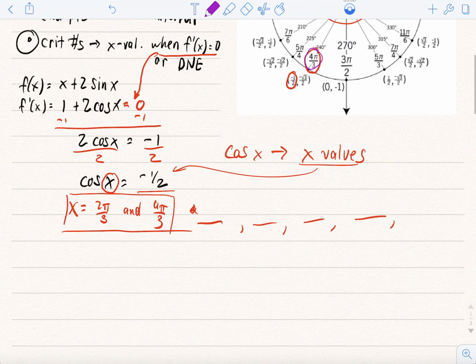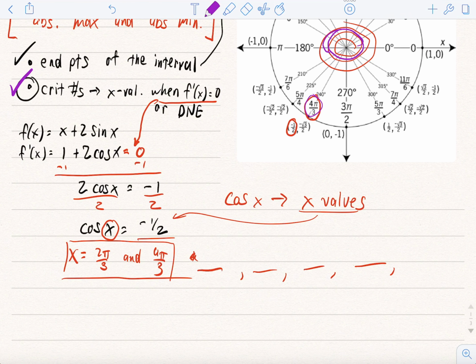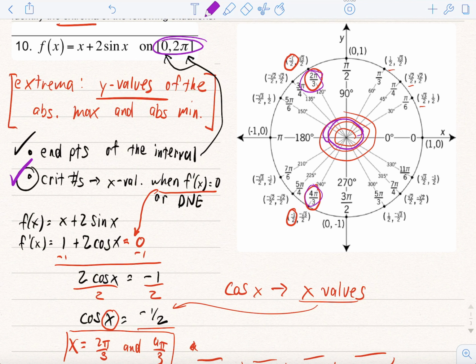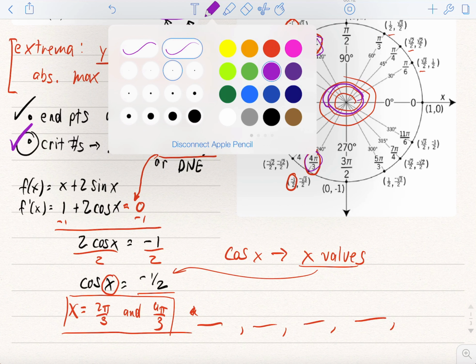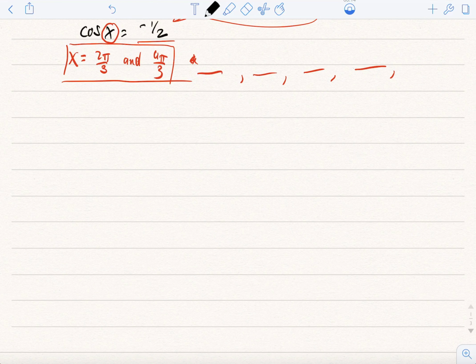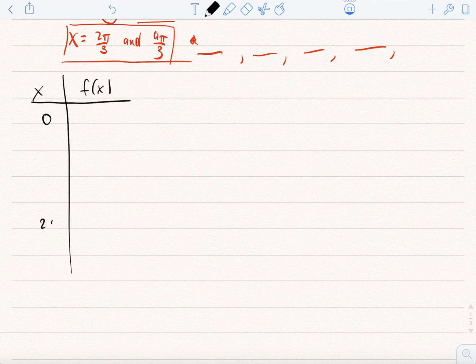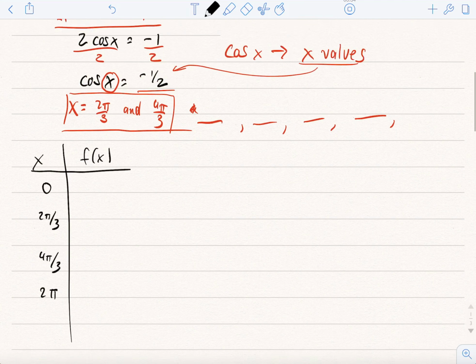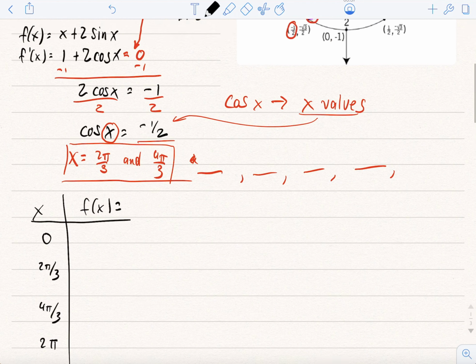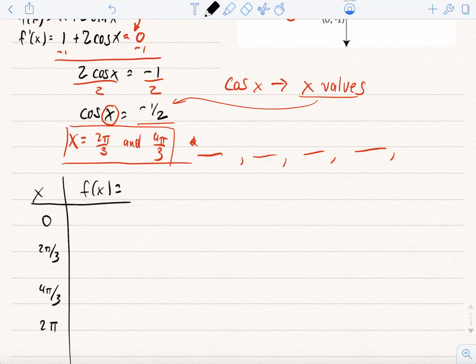All right, so we found our critical numbers. Check. And we have our intervals. So let's make a table and put it all together to see which one is our min and max. Here are my x values, and here's my function. We know that our interval is from 0 to 2 pi. So 0, 2 pi, and our in-between values are 2 pi over 3 and 4 pi over 3. Let's plug them into our function. Let's just remind ourselves what our function is, by the way. The function is x plus 2 sine x.